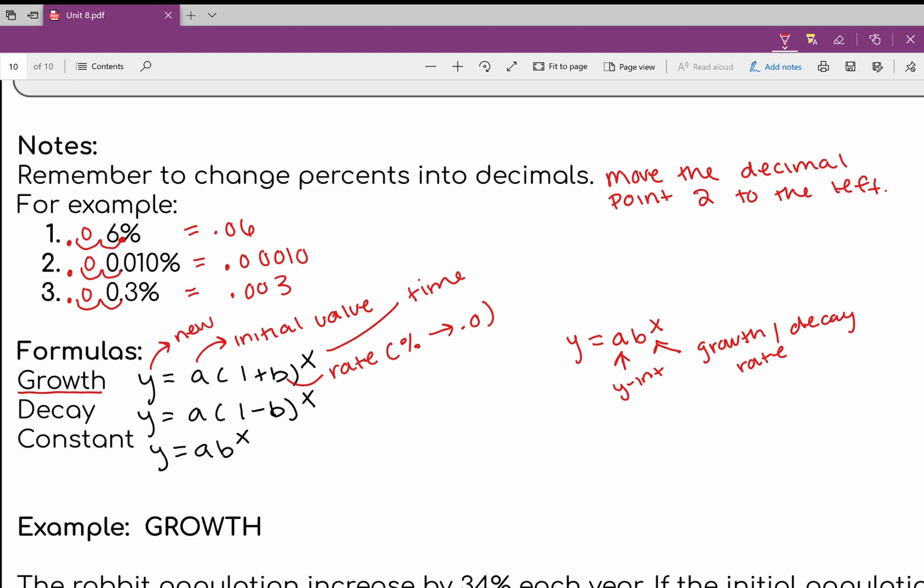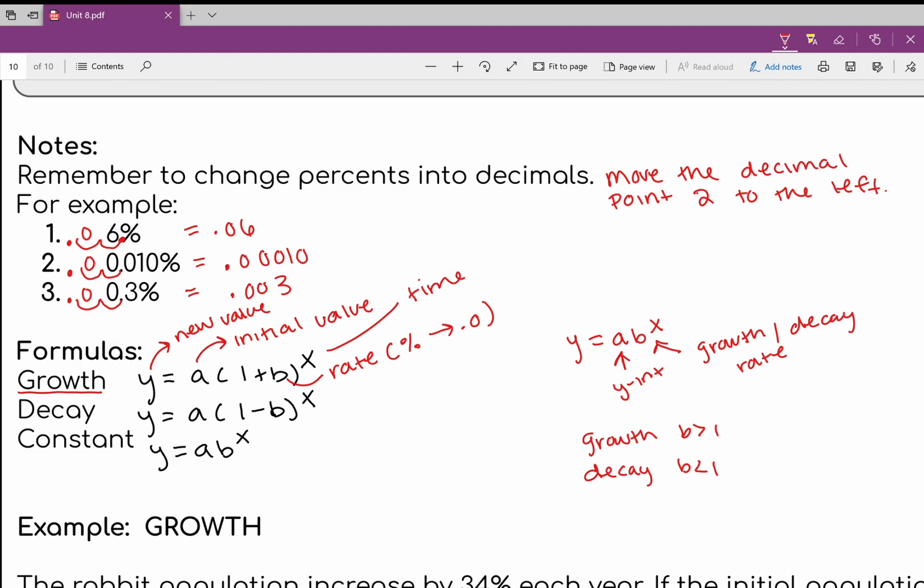Remember, a was our initial value, our starting value. Y is our new value. That's what we're going to solve for when we are solving these problems. We're always trying to find y. Then if you look at decay, notice the only difference: instead of 1 plus b, it's 1 minus b. And remember, this is important because growth is when the base is greater than 1, and decay is when it is less than 1.